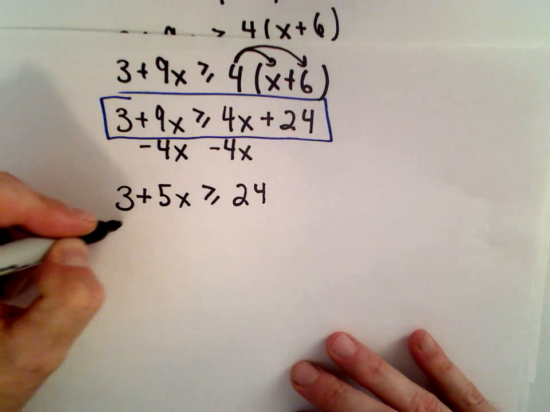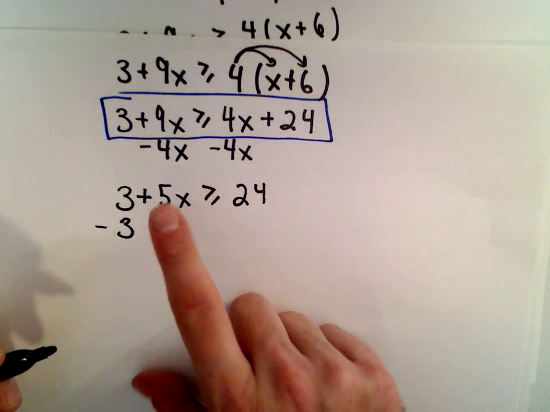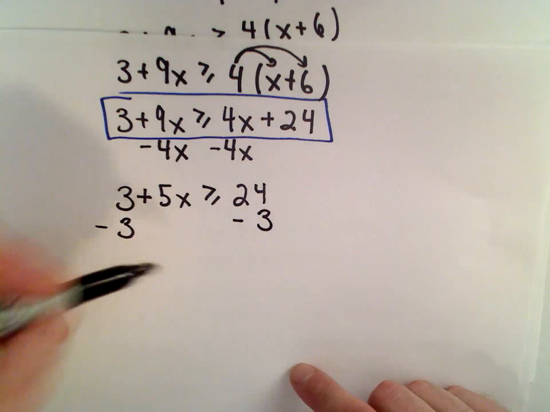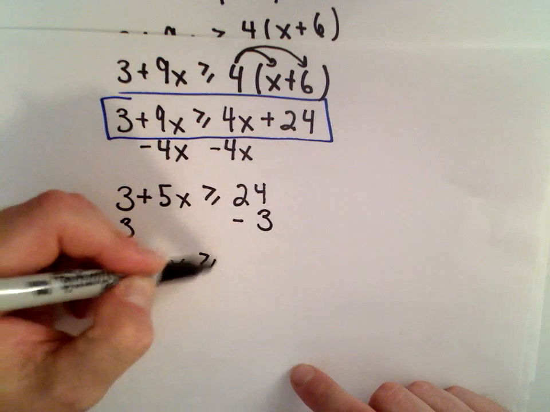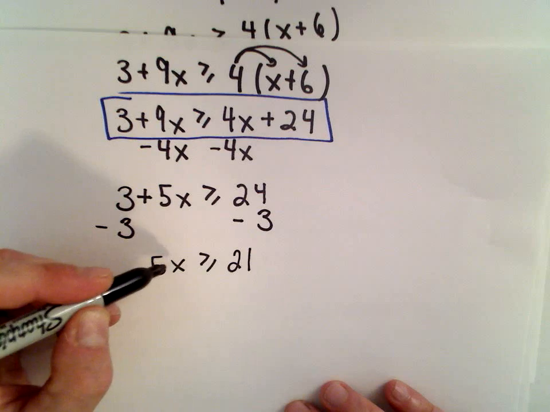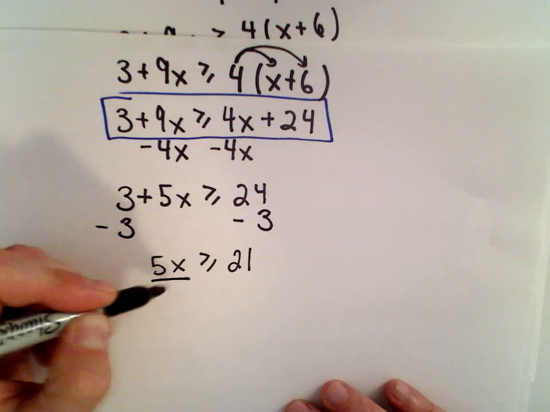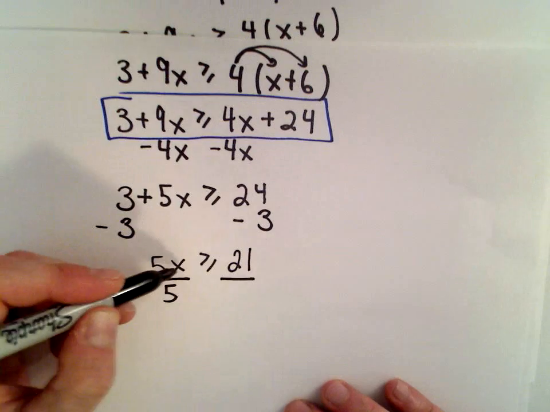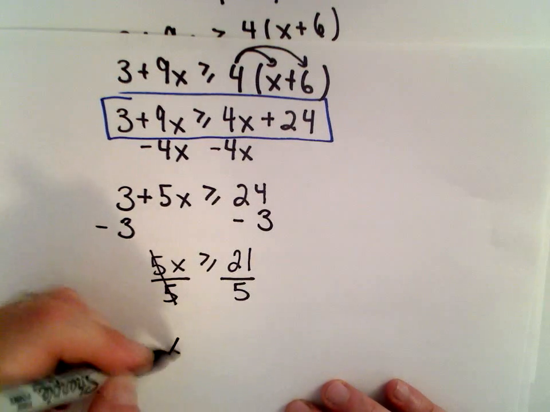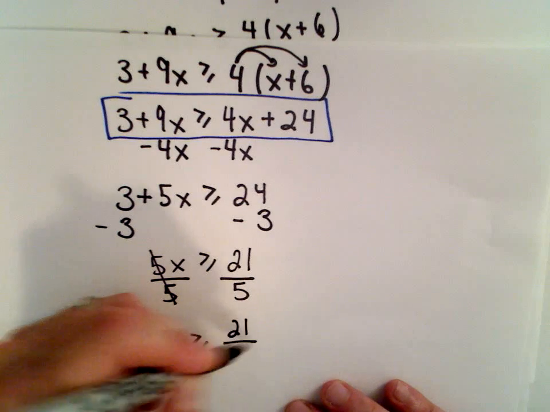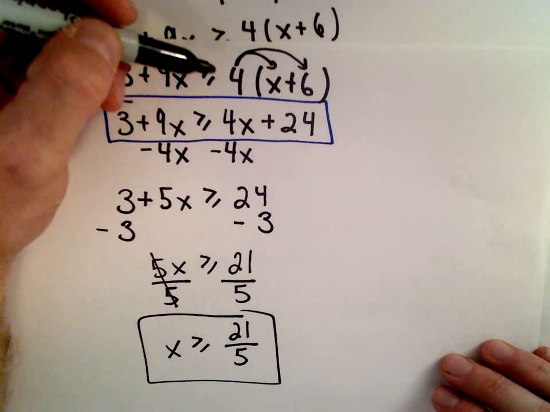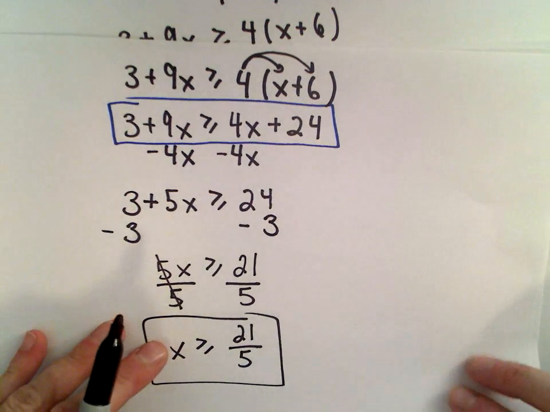We're combining things. Next, I want to eventually get x all by itself. So I'm going to subtract 3 from both sides. Well, that would leave me with 5x on the left side. And 24 minus 3 is going to be 21. Last but not least, to get x all by itself, since I'm multiplying x by 5, I'm going to divide both sides by 5. So the 5's will cancel, and we'll have x greater than or equal to 21 over 5, and that would be our solution in this case. So it looks like applying the distributive property at the first step seems like a good idea.